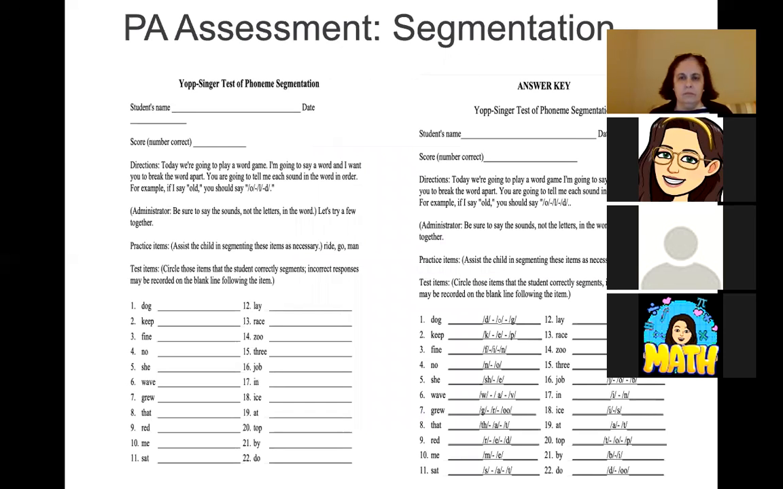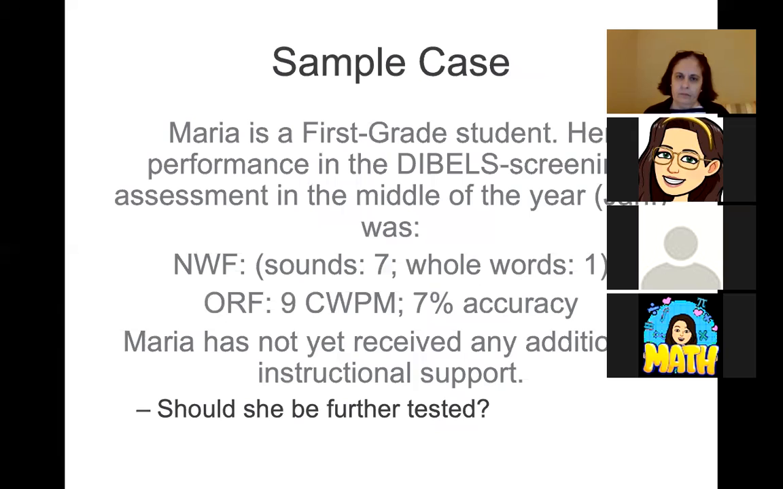This is an example of the Yopp-Singer test of phonemic segmentation. There are some test items that the teacher will begin with the students, and then the teacher asks the students to break the words and segment. And then based on their responses, they will determine whether they are performing as expected or not, or whether they need additional practice on this. And the answer key, I have it because I provide it for our students when they are assessing, to make sure that they complete this correctly.